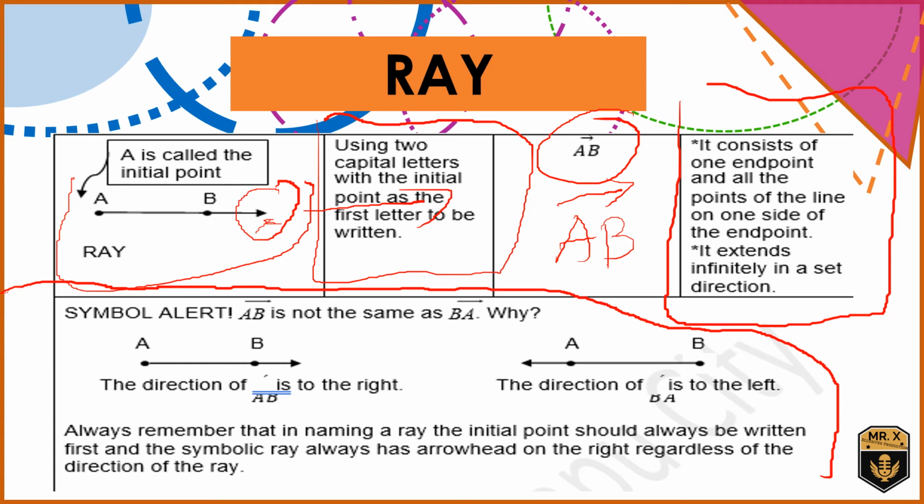Ray AB is not the same as ray BA. Why? Sa ray AB, ang iyang initial point kay A, then iyang direction is to the right, walay katapusan gikan ni B unto infinity. Ang ray BA, ang iyang initial point kay B, then ang iyang point of direction nga to infinity is A. So, dili na siya pareha. Please be aware of that, okay?